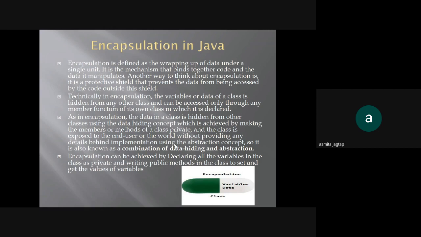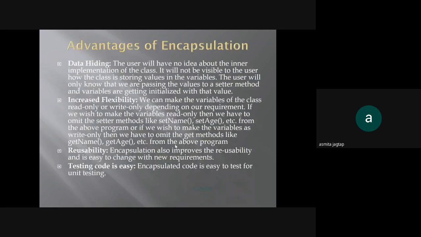Encapsulation can be achieved by declaring all the variables in the class as private and writing public methods in the class to set and get the value. Now what happened? I declared everything as private, but to access those things, whichever we want, we can access them by the public getter and setter methods. So public getter and setter methods are used to get anything. We use the get method: getId means we get the user id, getPassword means we get the password.